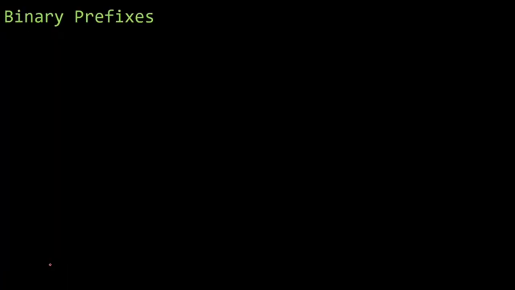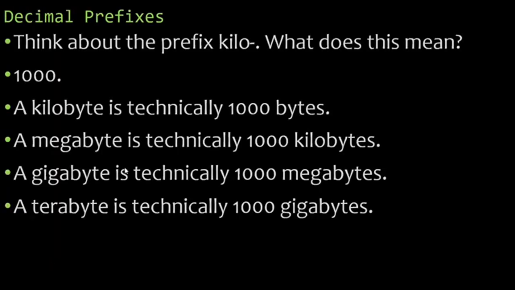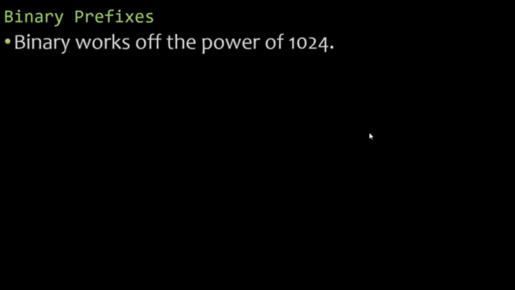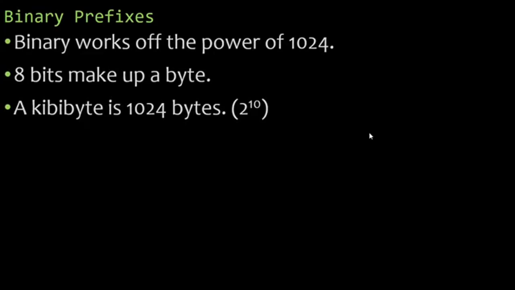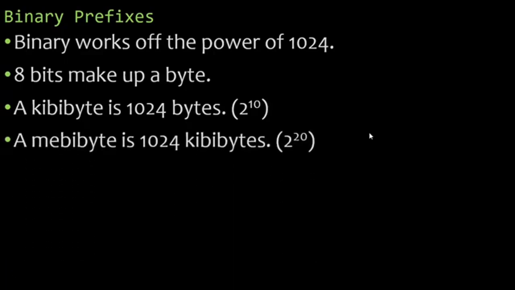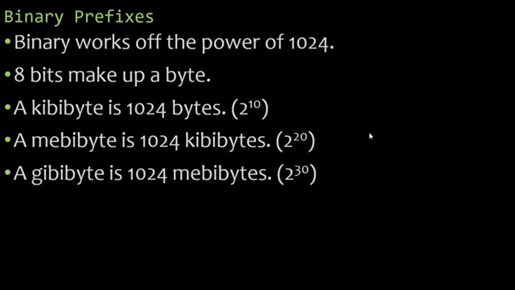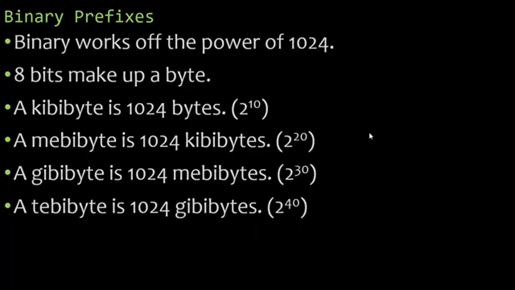I cannot take 2 to the power of something and get all these numbers specifically when I break it down to the amount of bytes or bits. So 8 bits make up a byte. A kibibyte is 1,024 bytes, working off 2 to the power of 10. A mebibyte is 1,024 kibibytes, working off 2 to the power of 20. A gibibyte is 1,024 mebibytes, working off 2 to the power of 30. A tebibyte is 1,024 gibibytes, 2 to the power of 40.